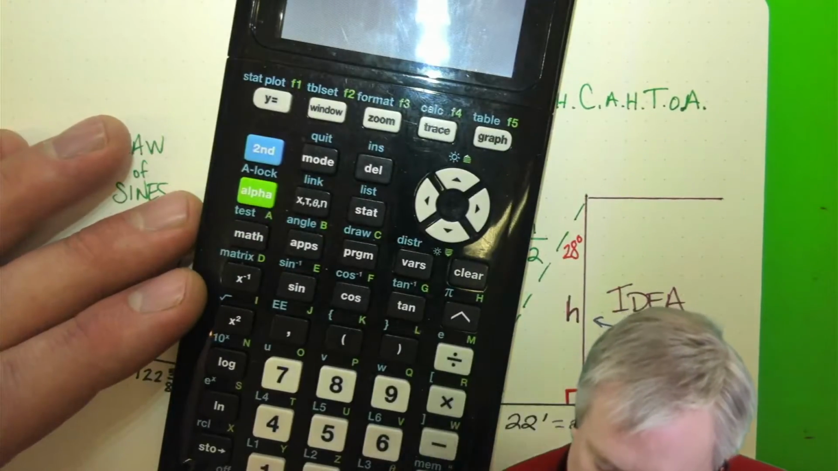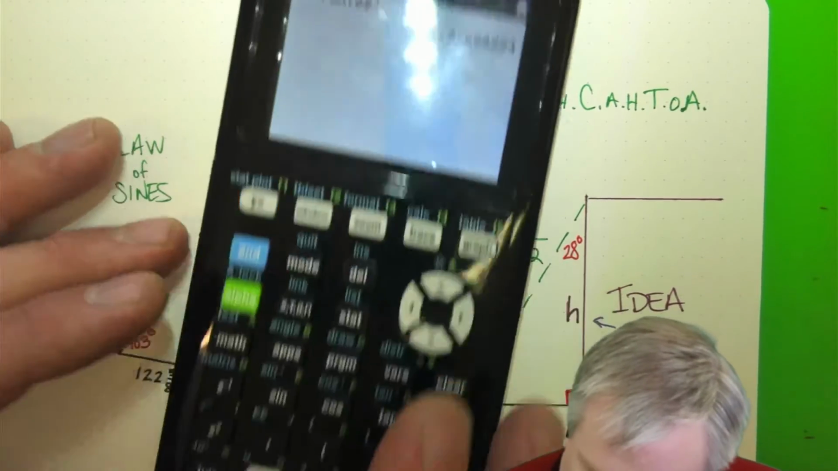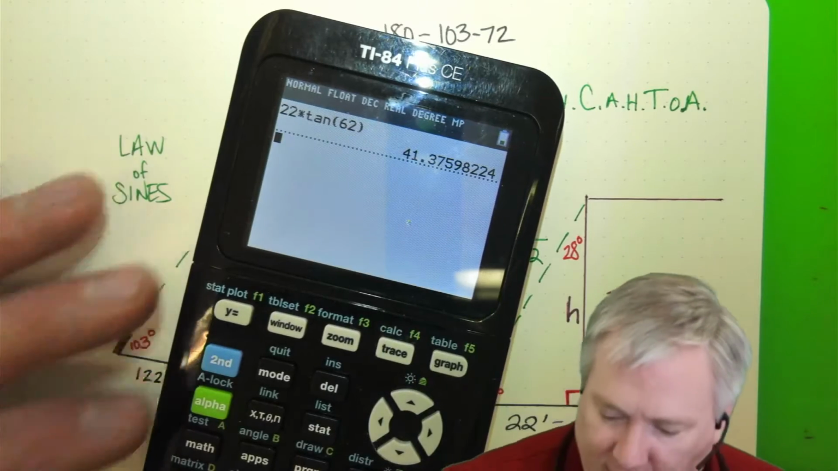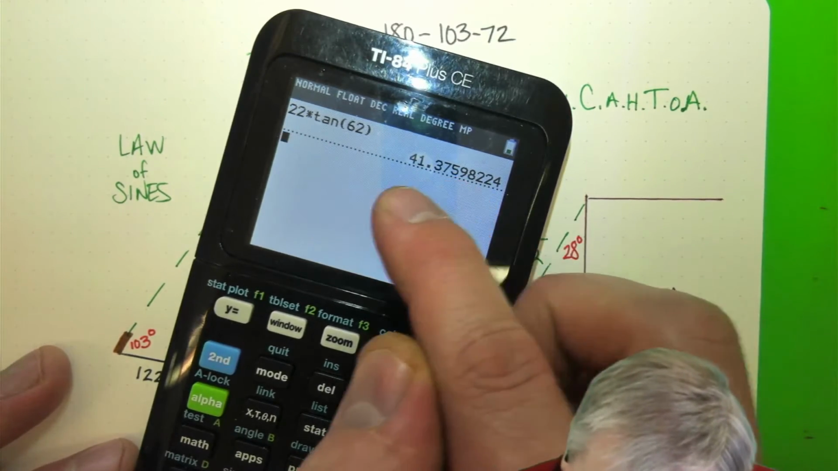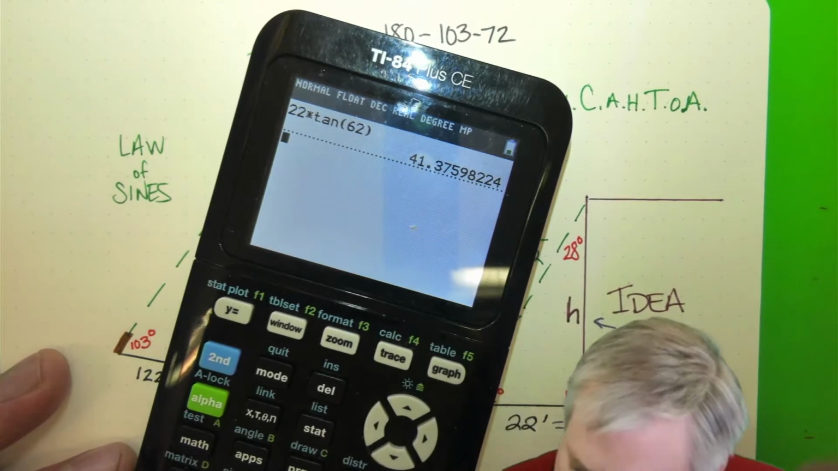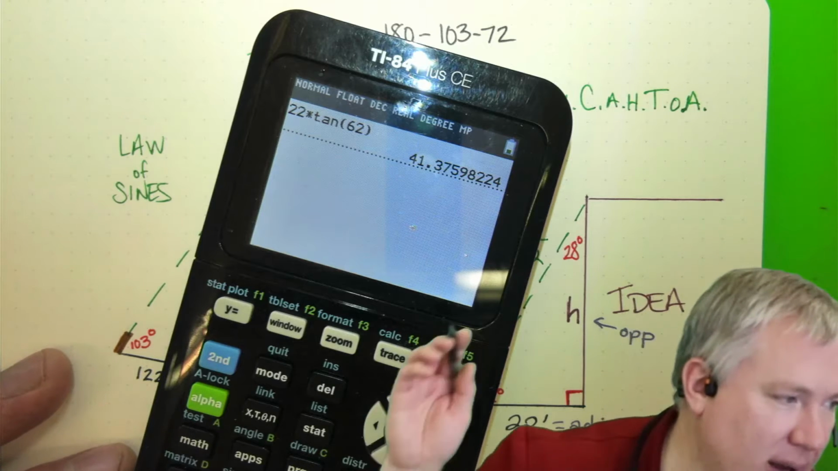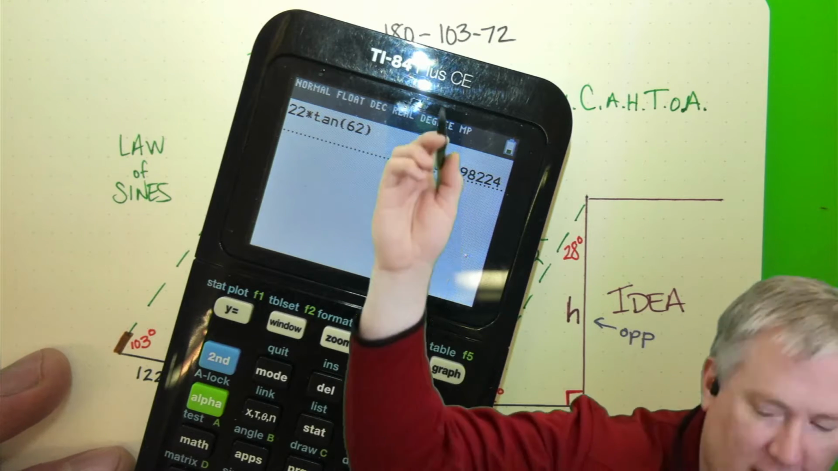So I'm going to do 22 times the tangent of 62. And it's important when you do this that your mode is in degrees, whatever calculator you have, that you're in degrees, because that's what we're measuring in. And here I get 41 point, if I round that to the nearest tenth, or one decimal place, I get 41.4, because that 7 will round the 3 up.